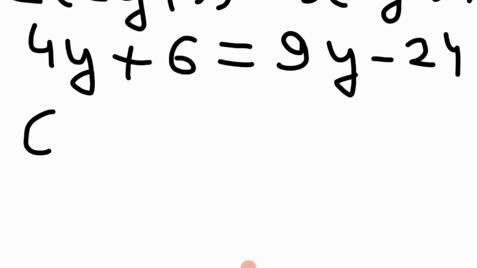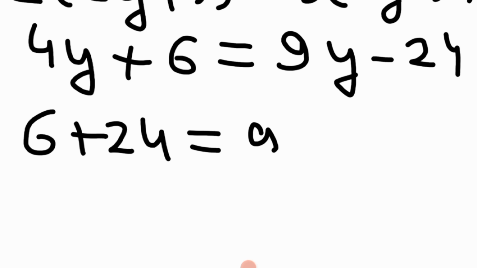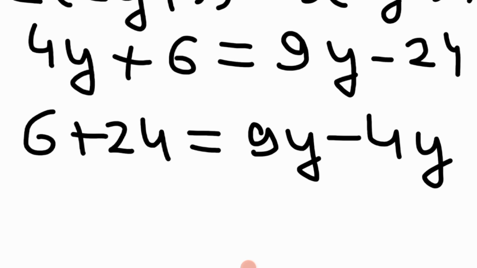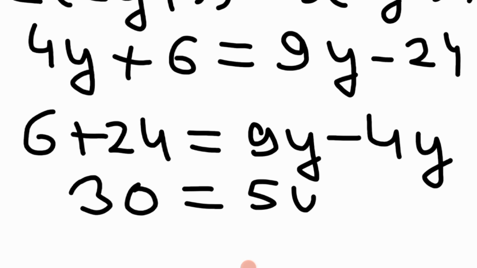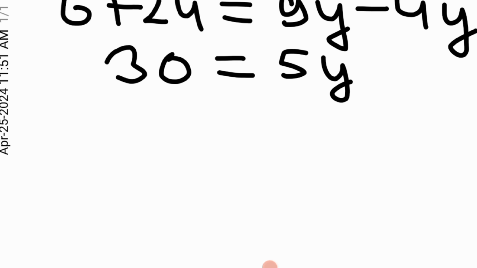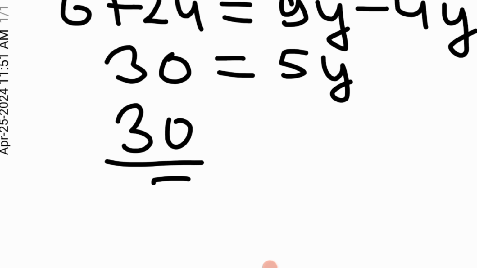Here 6 is already positive, so if we bring minus 24 to this side, it becomes plus 24, is equal to 9y is already there. If we bring 4y to the right hand side, it becomes minus 4y. In the next step, 24 plus 6, what we get? 30 is equal to 9y minus 4y, what we get? 5y. I have already told you that 5y means 5 is multiplied to y, and if we bring 5 to the right hand side, it comes as division.